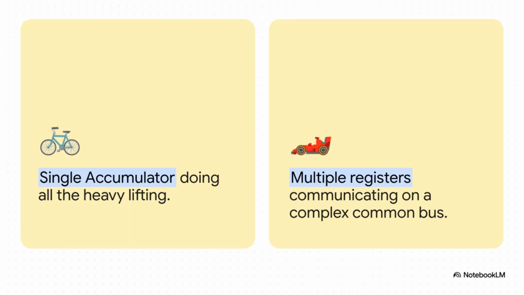A real CPU organization, however, uses multiple general-purpose registers. So instead of bottlenecking at one single accumulator, a modern CPU has a whole bank of registers communicating across a complex bus. This allows for way more sophisticated and, frankly, much faster data manipulation.